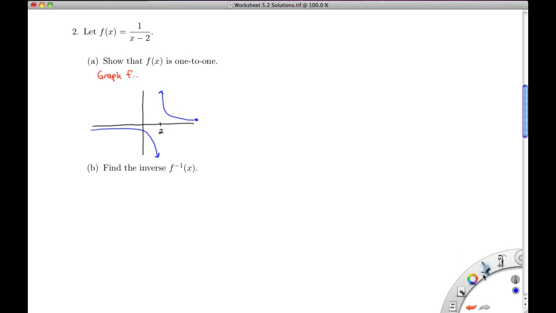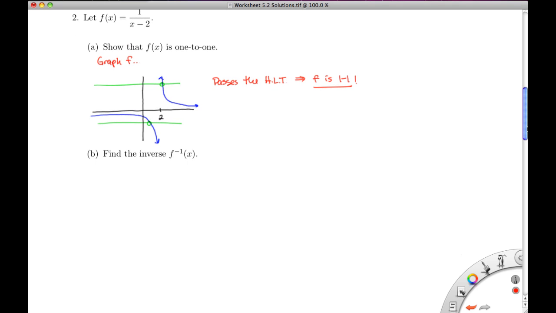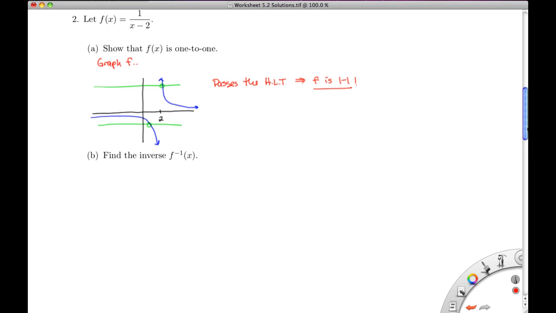So does this pass the horizontal line test? Yes. So this passes the horizontal line test because we can draw any horizontal line we want, and we are never going to hit this curve in more than one spot. So because it passes the horizontal line test, this implies that f is one-to-one. Okay, so now we can go ahead and move on to part B. So we want to find the inverse function.